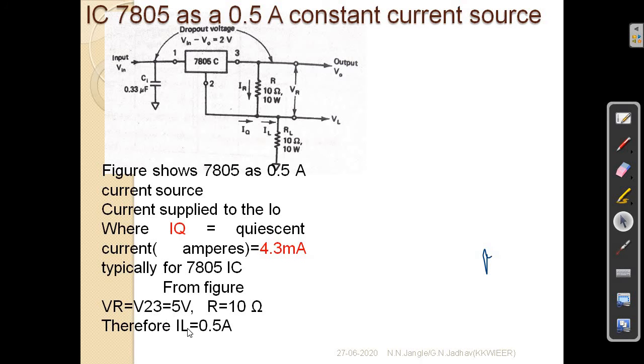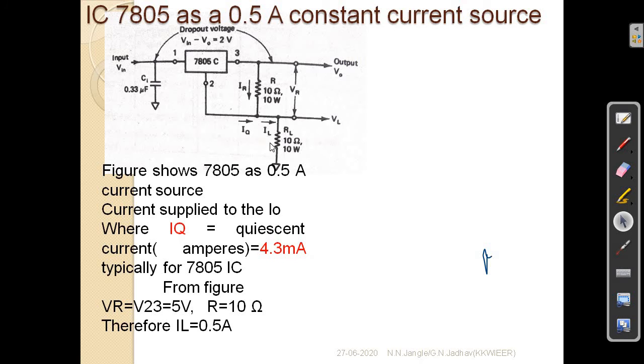So VR is equal to V23, which is equal to what? 5 volts. Why is this 5 volts? Because this is IC7805 and IC7805 will give you 5 volts at the output. So as VR is 5 volts and the resistance is 10 ohm, what is the current flowing through this resistance? It is VR upon R, that is 5 upon 10. It is 0.5 ampere. So the load current is 0.5 ampere.